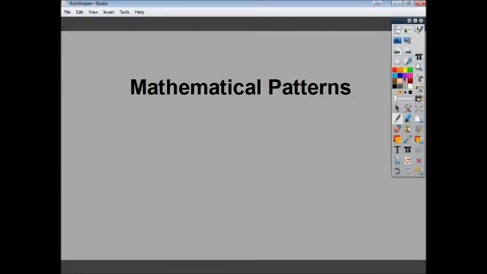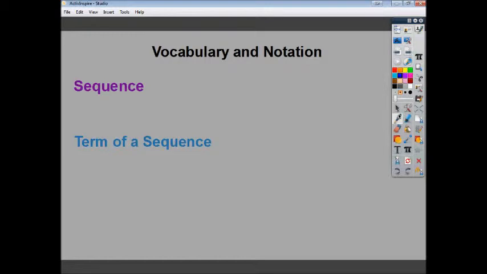Welcome. Today we're going to talk about mathematical patterns. Specifically, we're going to talk about a little bit of vocabulary, two types of formulas that can help you when using mathematical patterns, and finally we're going to make a statement about credit cards, I think, if we can get to it. Now, let's start out with quick vocabulary.